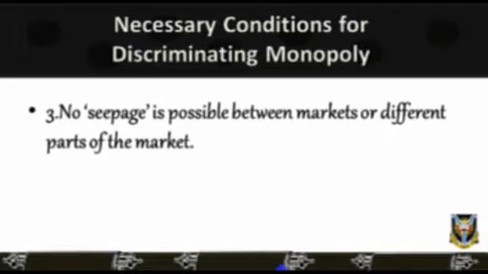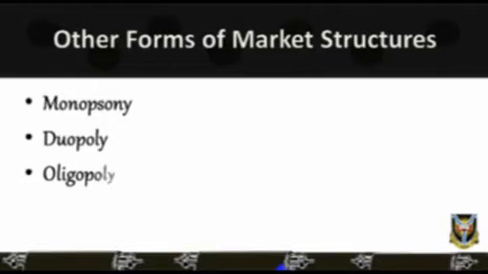There are other forms of market structures. These are reflected in figure 5.4. 1. Monopsony. Here there is only a single buyer in the market, that is, buyer's monopoly. 2. Duopoly. This is a market with only two firms or sellers for the same goods or services. It is a special case of oligopoly.